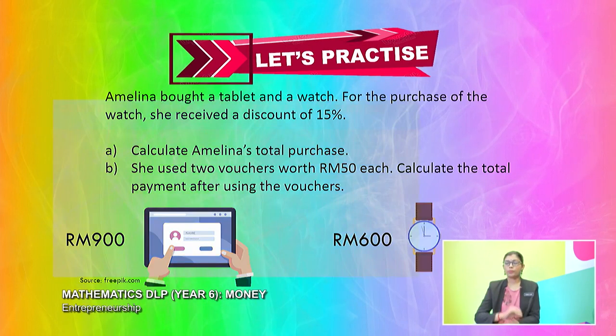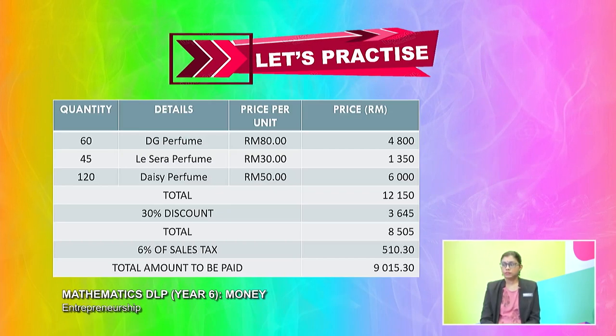But we see here, after the sales tax, the total amount to be paid is 9,015 ringgit and 30 cent. Initially, it was 12,000 plus. We deduct the 30% and then we add the 6%. Okay, hope you got it.